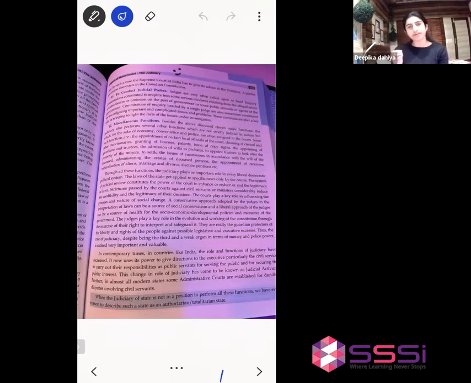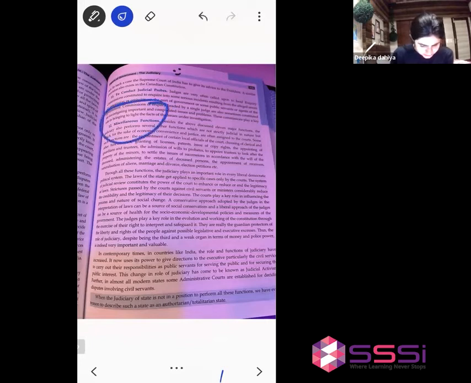Let's say if a particular bill is being protested against, then judges may be appointed as the heads of investigation teams. The government or any independent organization may appoint an investigating commission, and these judges may be made the head of these commissions to investigate some matters. Clear? Yeah.